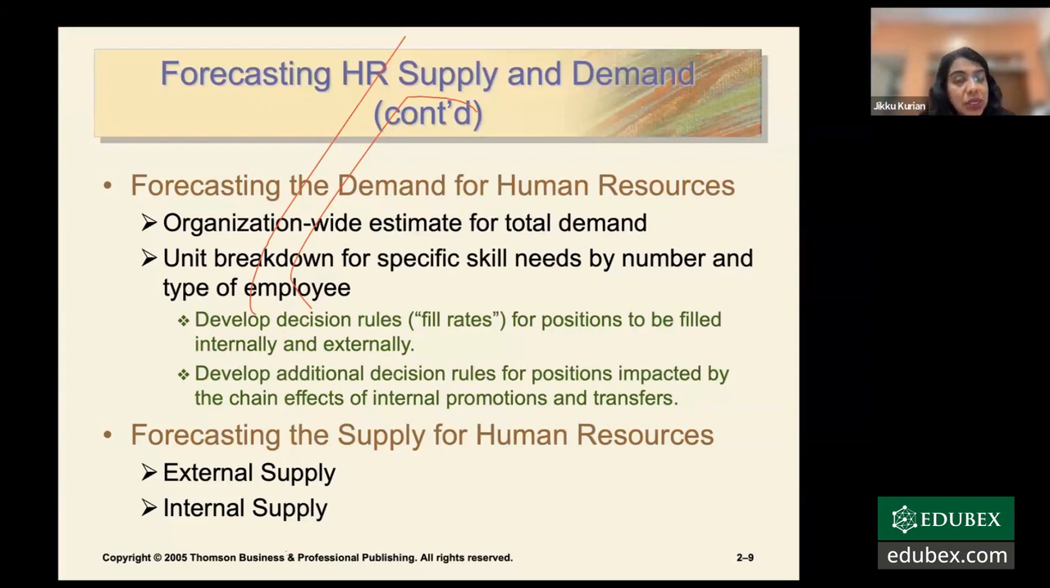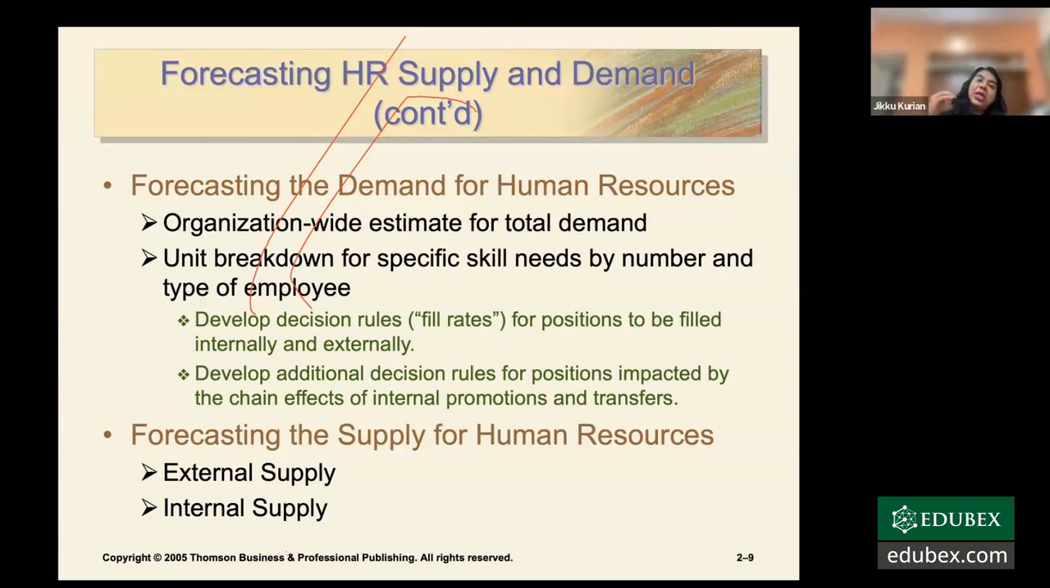So develop additional decision rules for positions impacted by chain effects of internal promotions and transfers. Sometimes, when we go for recruitment and selection, if you look at the cost, we understand that recruiting and selecting people at the lower levels is the cheapest. So if organizations want to reduce cost further, they can promote people who are already with the system to the higher levels. So it is a chain reaction.